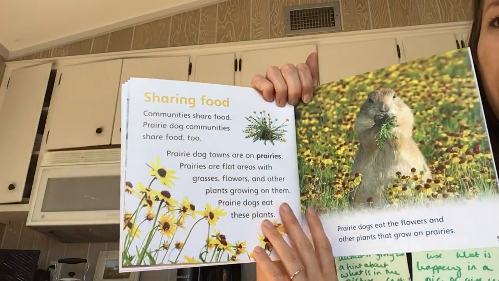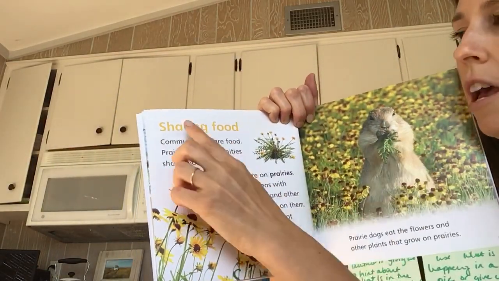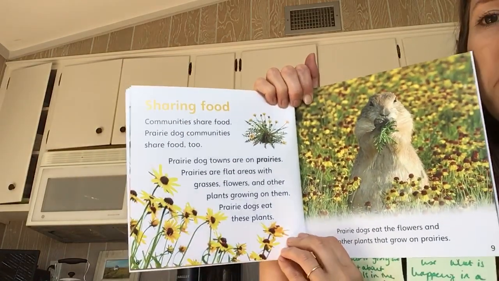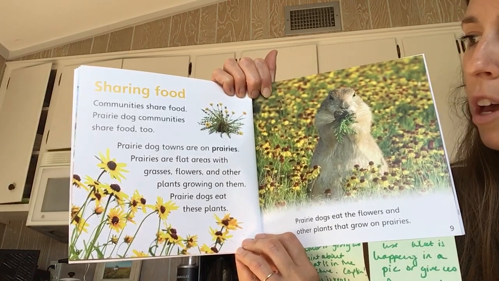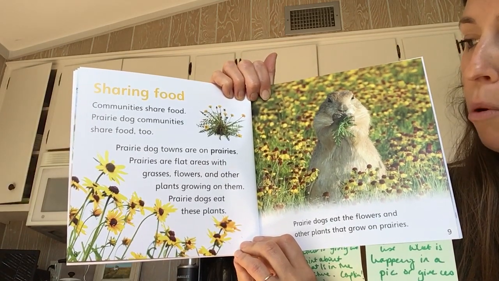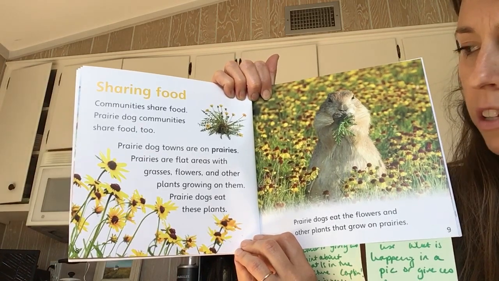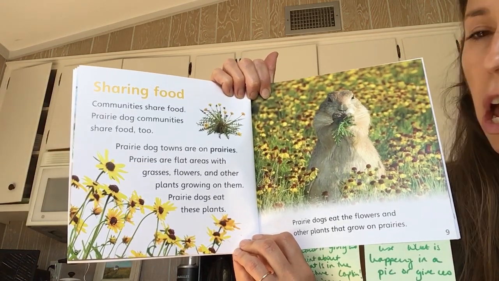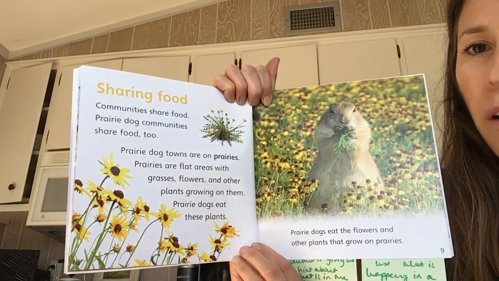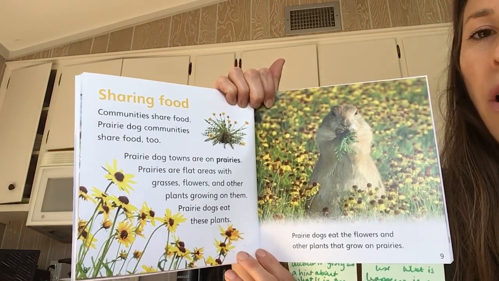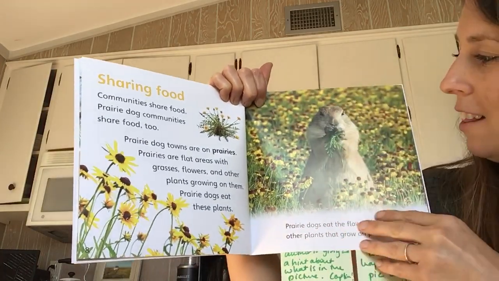Here's another heading, bold word at the top, telling us about these pages. Sharing food. Communities share food. Prairie dog communities share food too. Prairie dog towns are on prairies. Prairies are flat areas with grasses, flowers, and other plants growing on them. Prairie dogs eat these plants. Prairie dogs eat the flowers and other plants that grow on prairies. That little prairie dog.